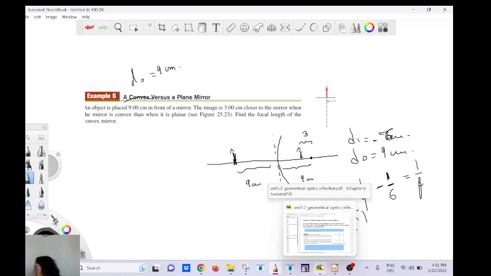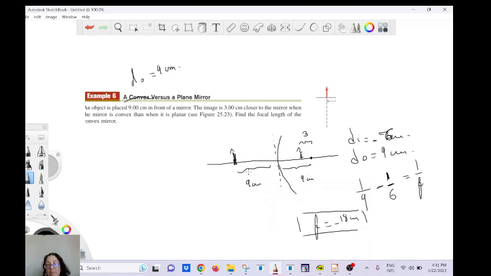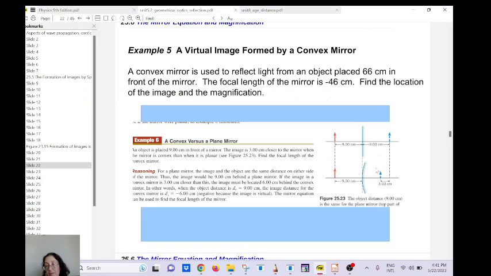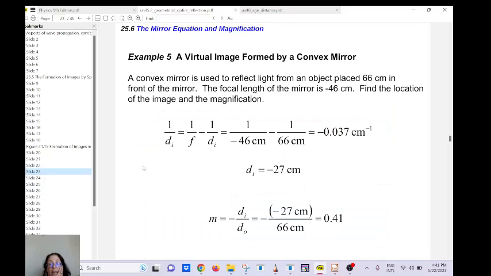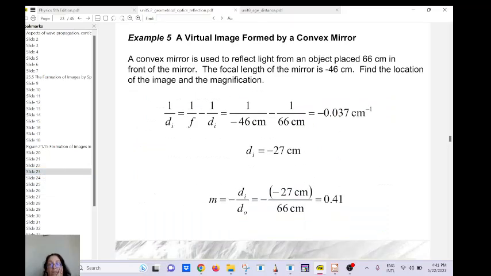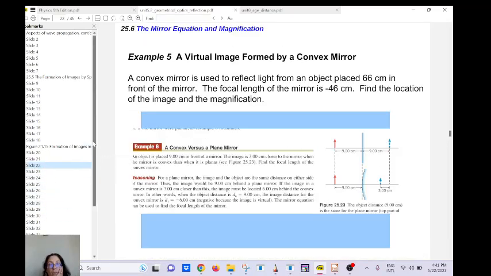So the only thing here was to understand that the image for a plane mirror is at the same distance. So that's going to be 9. 3 centimeters closer, that means that's going to be 6. Okay. That's a solution for this one.